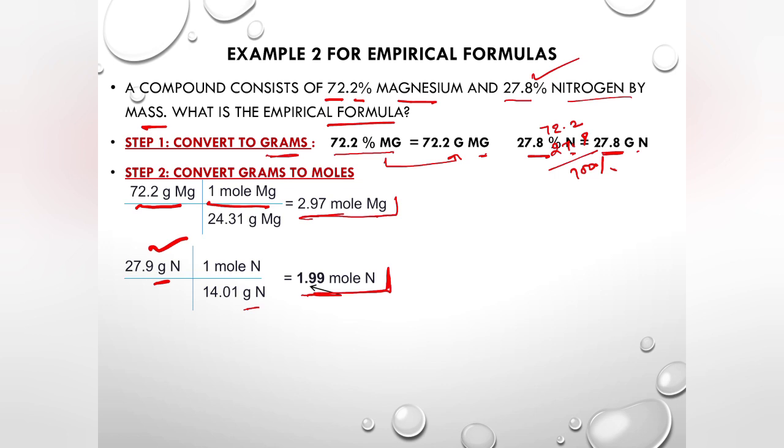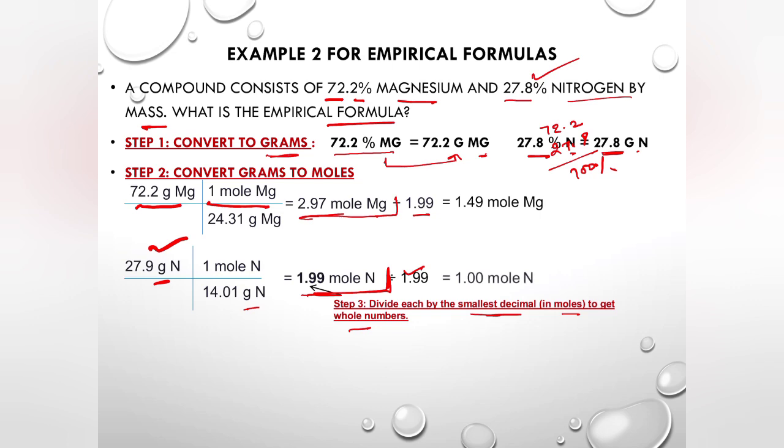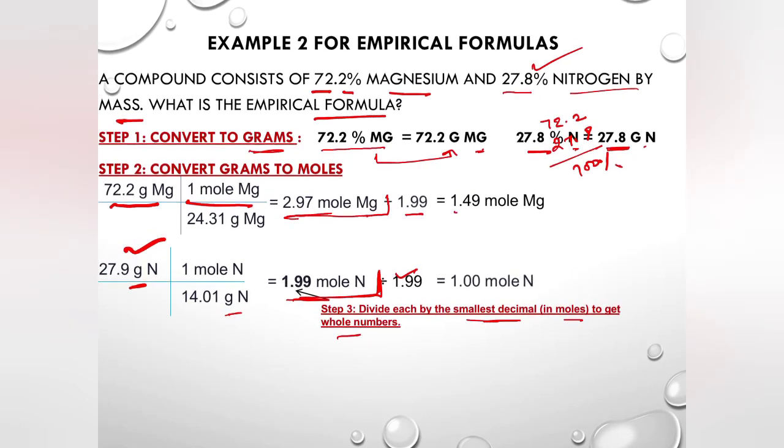To get the whole number, we have to follow step number 3. Divide each by the smallest decimal in the moles to get the whole number. Now we are here with two values, 2.97 and 1.99. The smallest value is 1.99, so we divide both values by 1.99. We get 1.49 moles of magnesium and 1 mole of nitrogen.